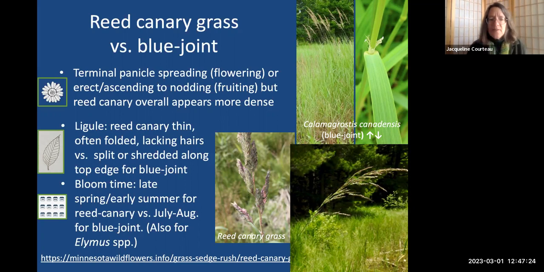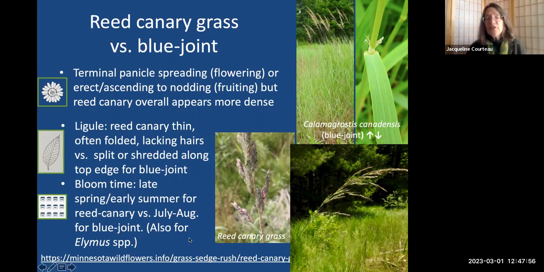Bloom time differs. So reed canary is early, in late spring or early summer. So if you go out in July and you see a grass that's just starting to put out its seeds versus a grass that already has brown seed heads, the reed canary grass finishes up early and it's going to be brown already by midsummer. Whereas the natives are much later.